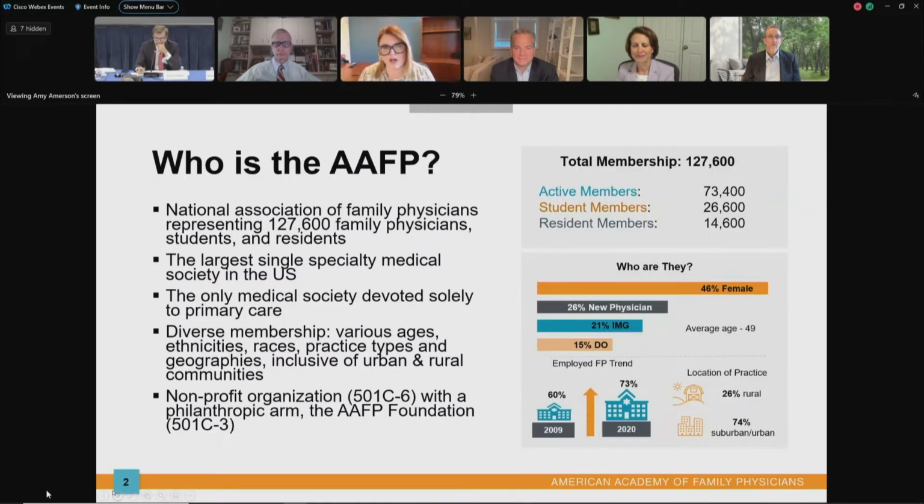So to set the stage, I wanted to outline who we are as an organization. We're the National Association of Family Physicians, which represents close to 130,000 family physicians, students, and residents. We're the largest single specialty medical society in the United States, and the only one devoted solely to primary care. Our membership spans diverse ages, ethnicities, races, practice types, and geographies, and we also monitor the distribution of the employment status of our members.